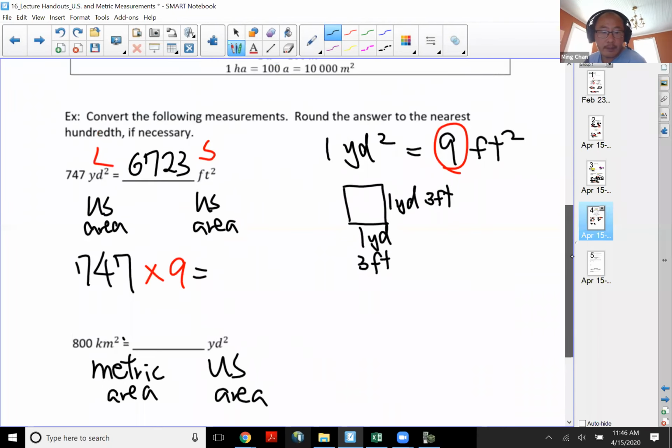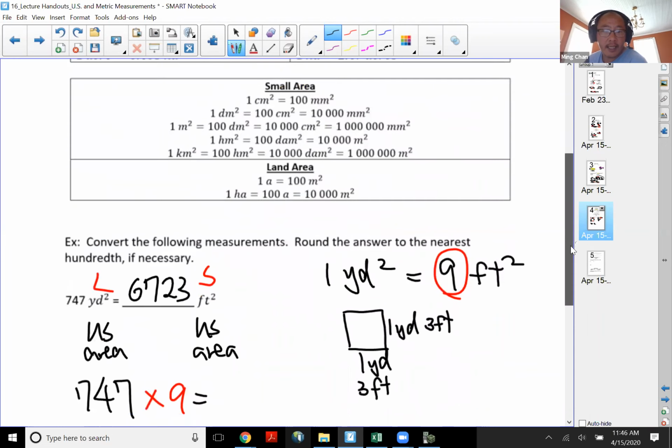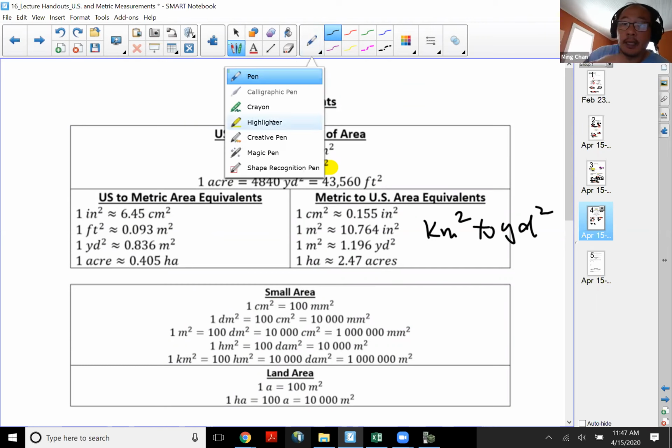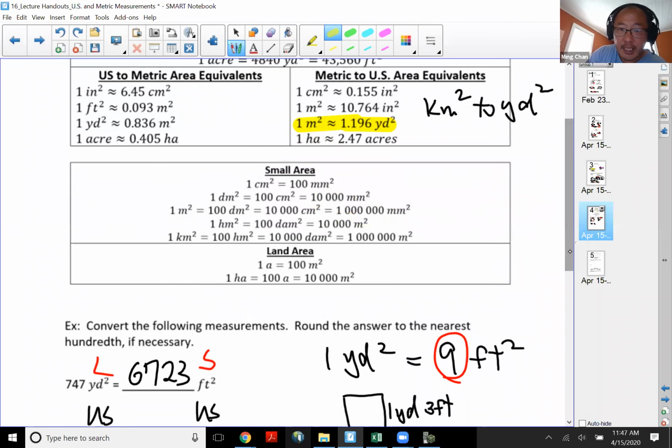Okay, so I'm looking on the right hand side. Metric area to US area. Do I have anything between kilometer and square yard? I need to end up in square yard. The only thing I see here is that square yard comes from square meters. So I know my last 2 steps have to be square meter to square yard.